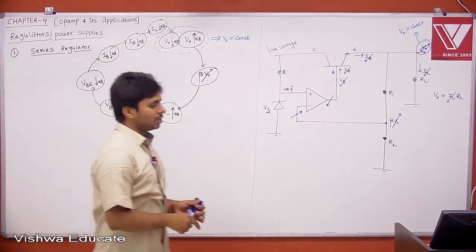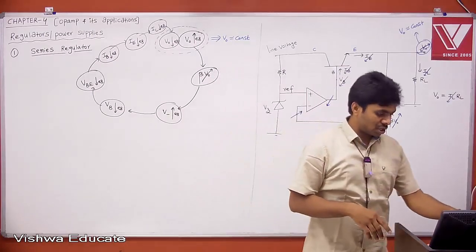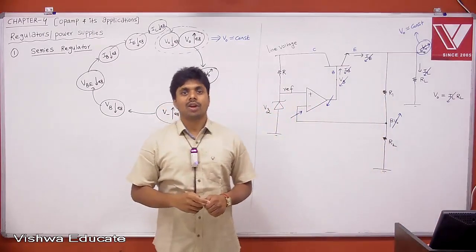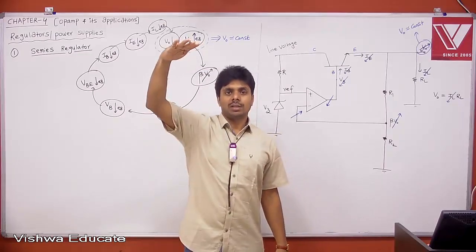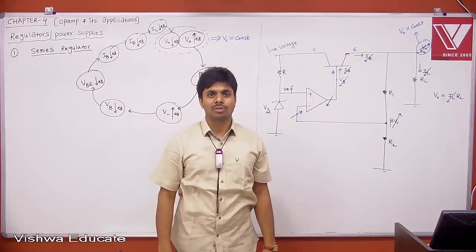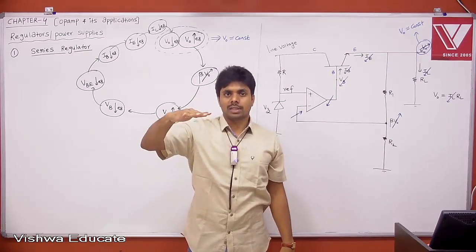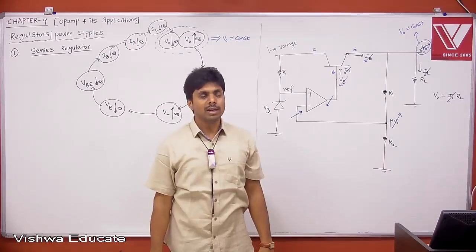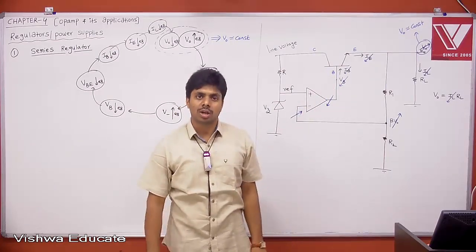But again, this is a sequential explanation, and practically this will not happen. As I told you before, it is not that V0 increases and then negative feedback comes in and makes it constant. That will not happen practically. If V0 is trying to increase, immediately negative feedback will come into the picture and make it not increase, and then it will make V0 almost constant.